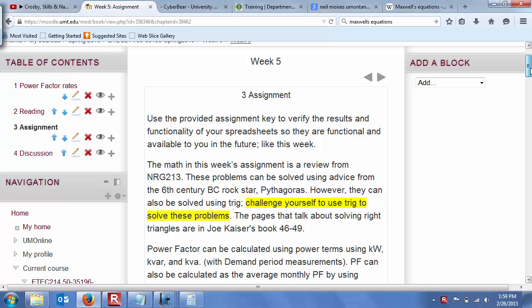Okay, week 5. Use the provided assignment key to verify the results and functionality of your spreadsheet. Their function, like this week. The math is right. 13. Yeah, a lot of this was okay. Problems can be solved using advice from the BC Rockstar.